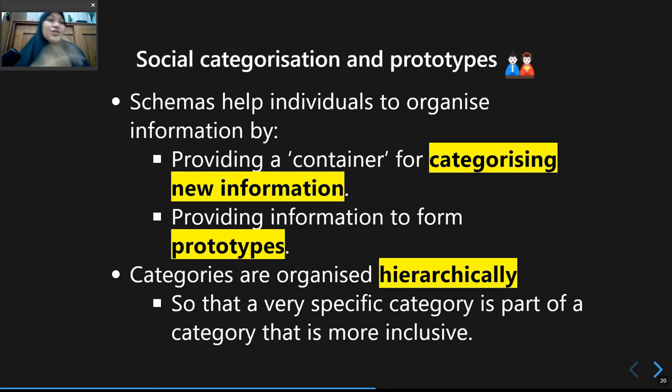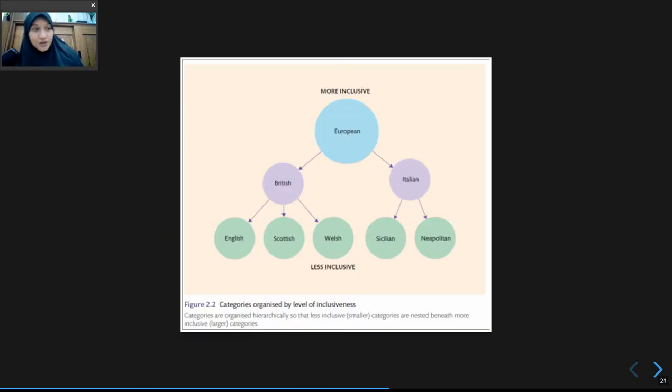And how we categorize this information to make it easier for us to organize this complex information about our social world is by organizing it hierarchically. So we start from a more general category, a more general theme, then we try to put more specific information in a more inclusive category. So this is an example of organizing information in a hierarchical way.